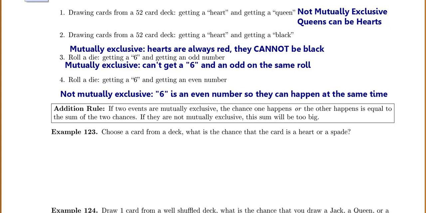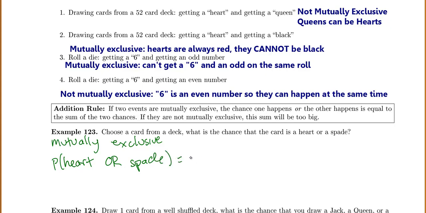So for example 123, choose a card from the deck. What is the chance that the card is a heart or a spade? First ask yourself, can you get a heart or a spade at the same time? No, those are two different suits. They can't happen at the same time, so these are mutually exclusive. So if I want the probability of a heart or a spade, it's going to be equal to the probability of a heart plus the probability of a spade.